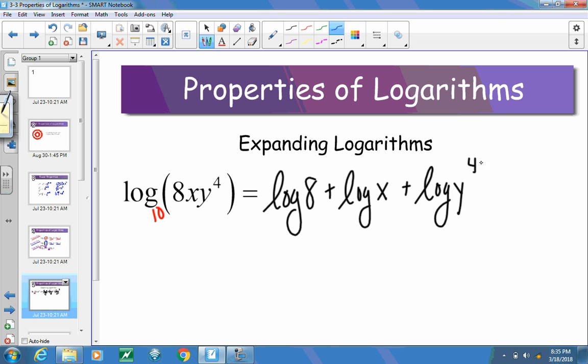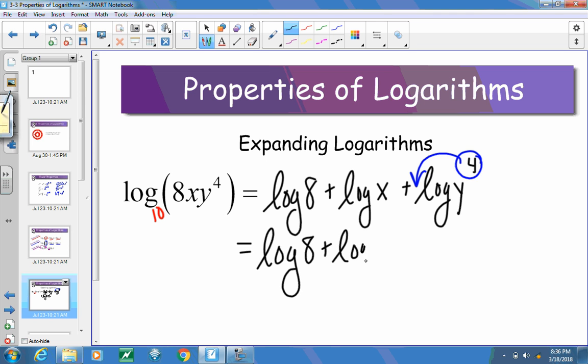I can use one more property here, the power property, and bring the 4 out in front. So I would get log of 8 plus the log of x plus 4 times the log of y. And so here I'm expanding this logarithm.